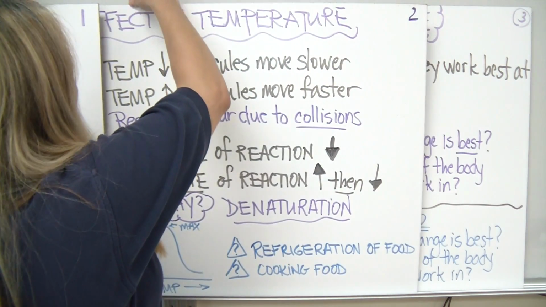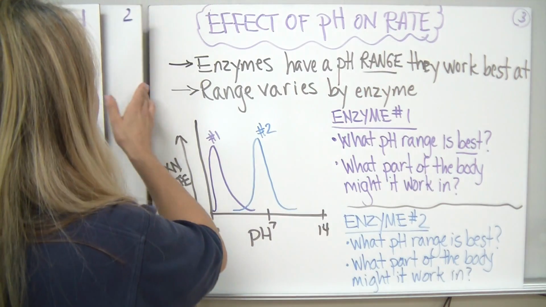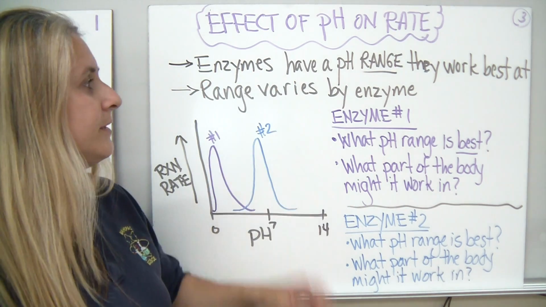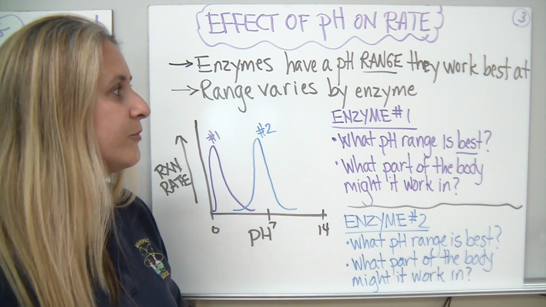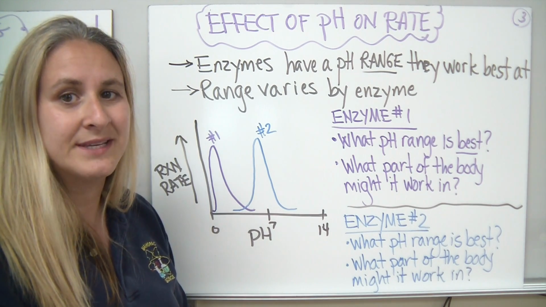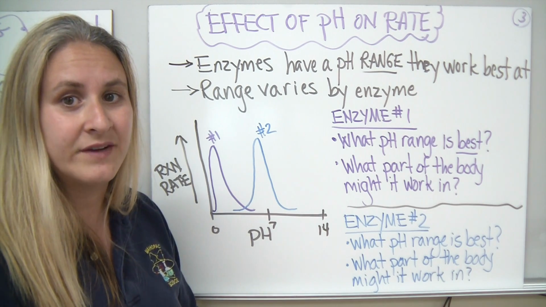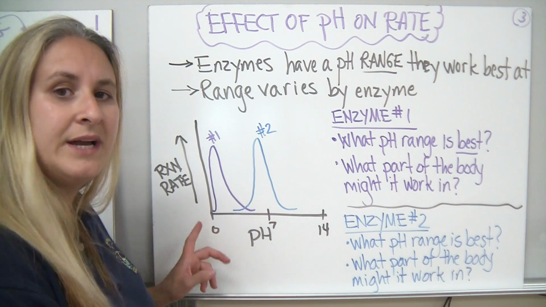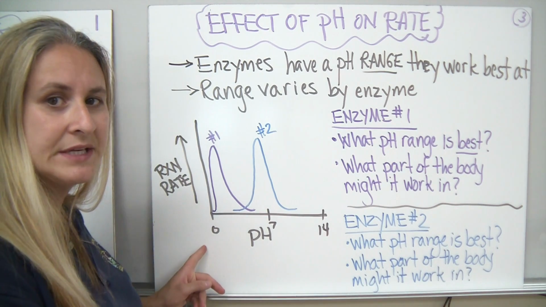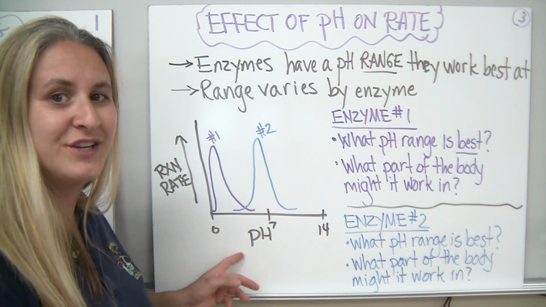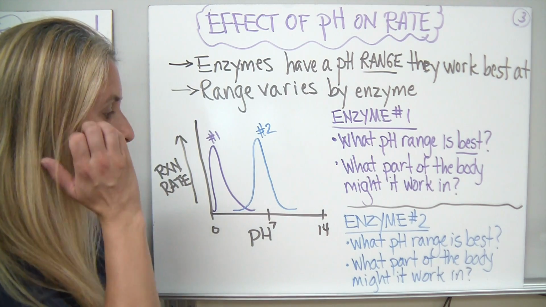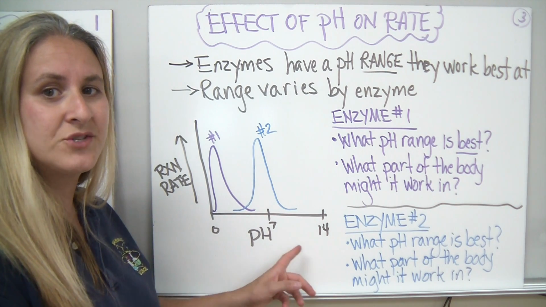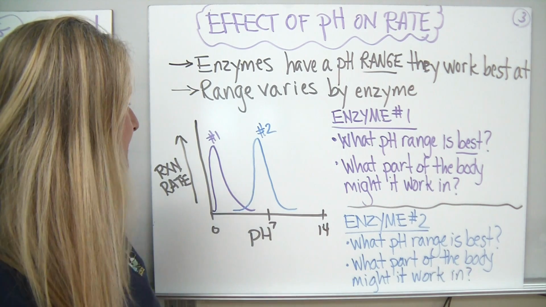The second factor affecting chemical reactions that we're going to discuss today is the effect of pH on the rate of a reaction. Enzymes have a specific pH range that they work best at, and that range varies based on the enzyme, based on the organism and the environment that it lives in. Let's take this generic example here. On the y-axis, again, we have our reaction rate increasing, and on the x-axis, we have a pH range of 0 ranging all the way up to 14. If you remember correctly, the closer you get to 0, the more acidic it is. 7 is neutral, 14 is our stronger bases.